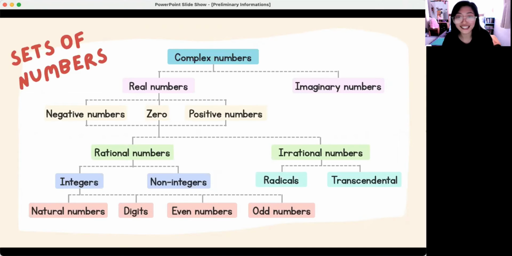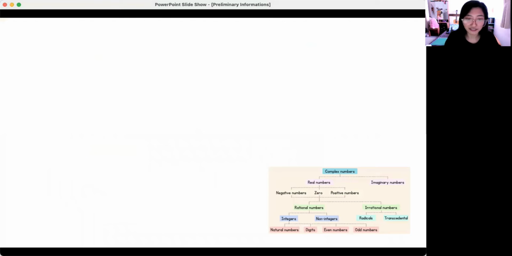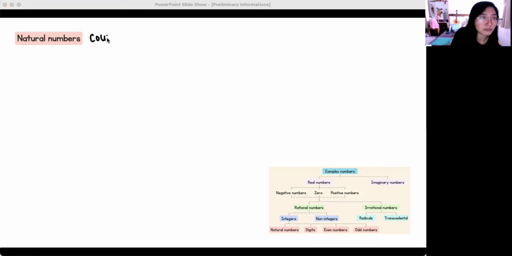Okay, now let's discuss together each set. Now, if you can see here, I also attach a diagram, a rather small one, so that you can see how each set relates to each other, okay? Now, our first set here is the natural numbers. Natural numbers were invented first because we use them for counting. And that's why they have another name, counting numbers.